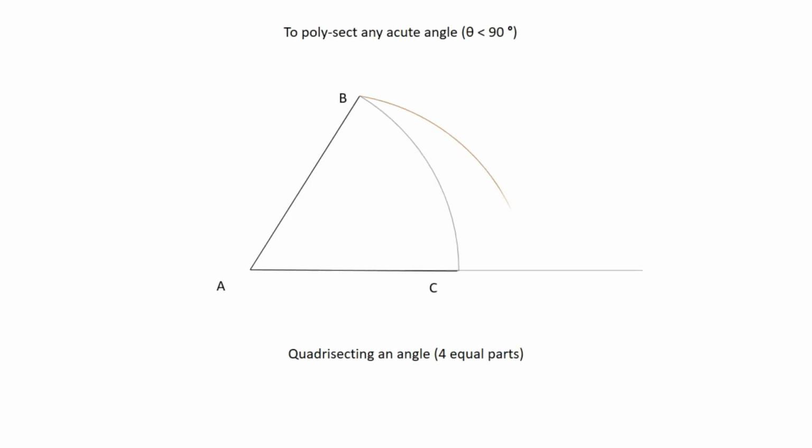To polysect an acute angle, such as quadrisect or heptasect, just increase the number of cuts in the second arc according to its dividing number, and carry out the same process as already discussed above.